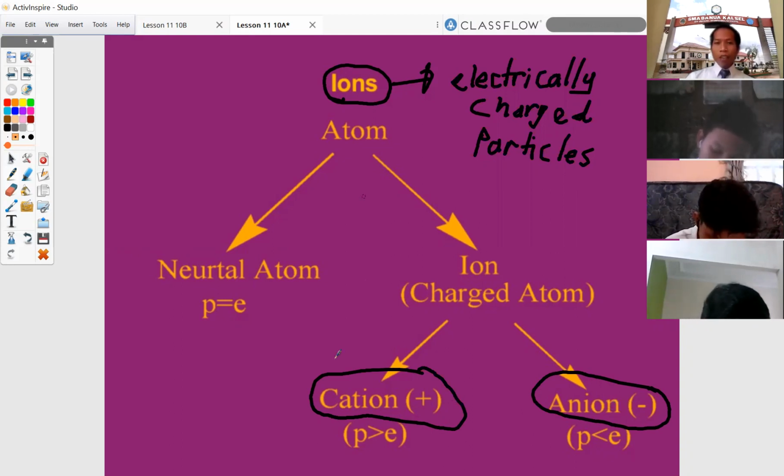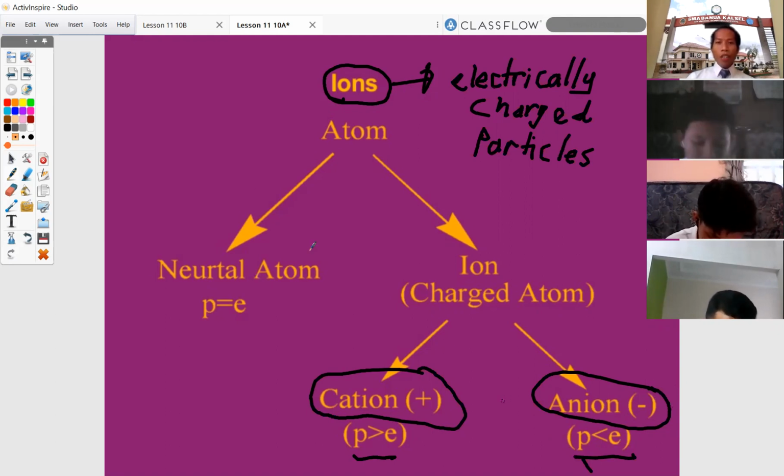How does it become a cation? If the number of protons is bigger than the number of electrons, then it becomes a cation, which is positively charged. If the number of protons is smaller than the number of electrons, then it becomes negatively charged.